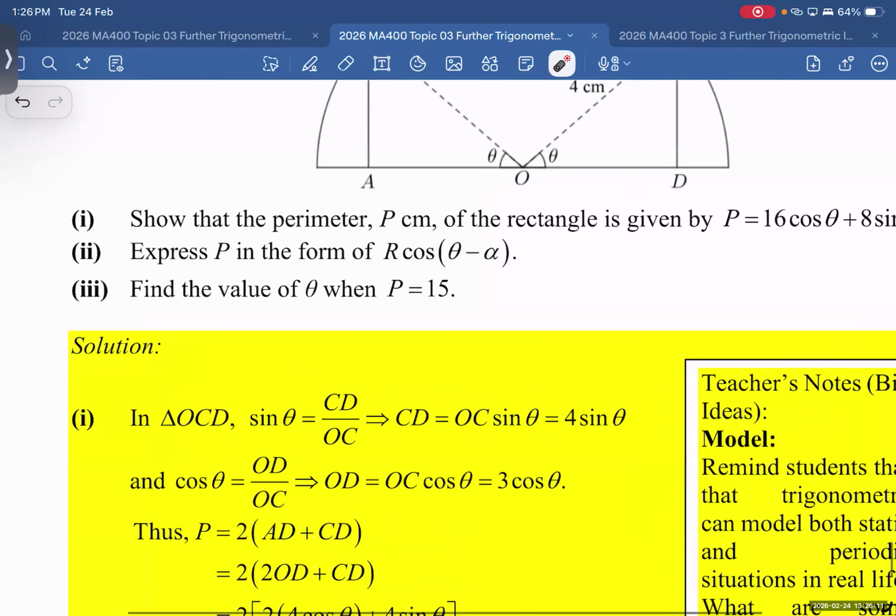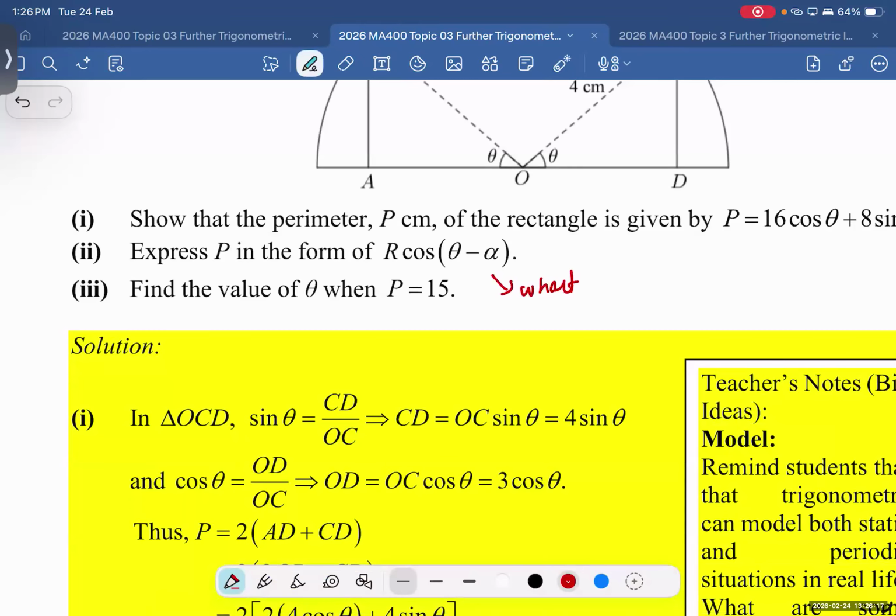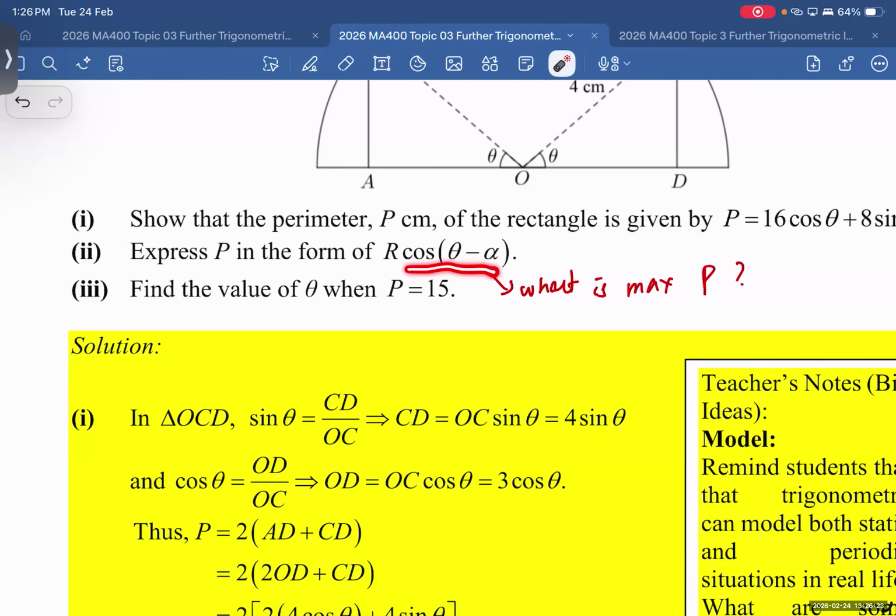Example, if I say, what is max P? Where is your parameter the largest? Your parameter will be affected by this function. Your parameter is largest when the cosine is equal to 1. Just remember this. Cosine can toggle between 1 and -1. When you see the AFL later, you will know why.